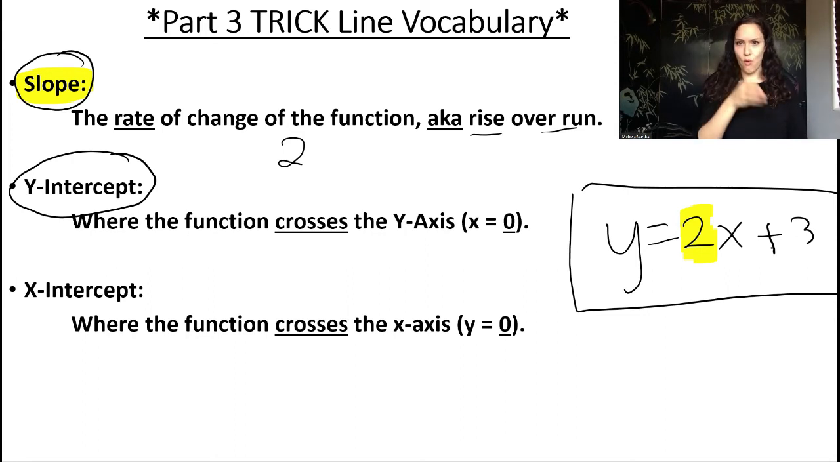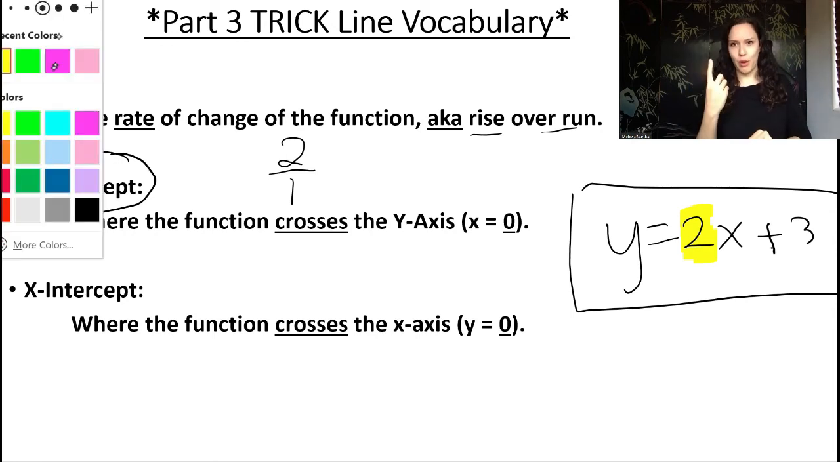How do I make 2 into a fraction? I put it over 1. So it's saying up 2 over 1, up 2 over 1. You rise 2 and you run 1. That's what slope is. Don't worry, we'll have some more examples on that.